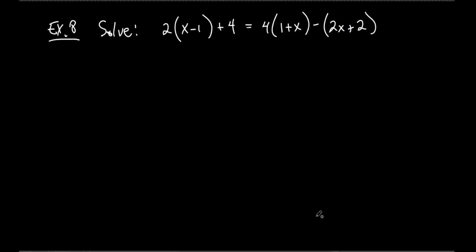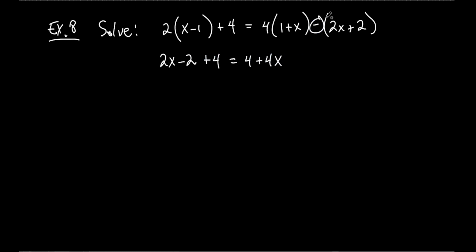All right? So this looks fairly basic, doesn't it? A little distributive property, distribute here, distribute the negative through this. All right, that's not that big of a deal. So let's do it kind of quick right here. So this is going to be 2x minus 2, and then the plus 4. This right here, distribute the 4, so that's going to be a 4 plus 4x.